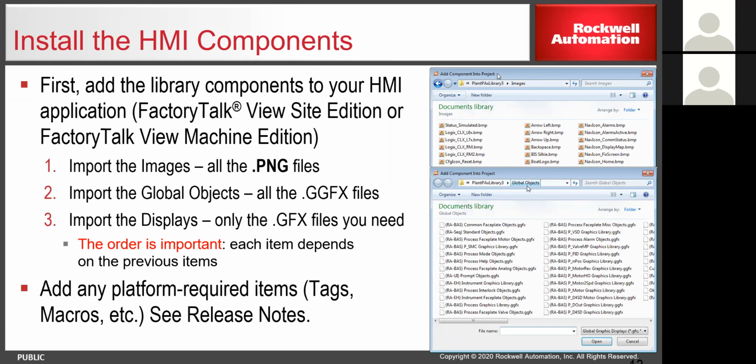And you'll want to make sure that you do those in that order because of the way they're referenced. So you bring in the smallest pieces, the images first, and then the global objects, which reference the images, and then you'll bring in the displays that reference the global objects. So in the case of the PlantPAx ones, that's the order. This stuff already exists, but if you're making your own, that is again the order on a new project that you would want to bring these elements in. So as you build your own library of faceplates and templates and stuff like that, that's how you would transfer them project to project and bring those in. And then the last step is typically going to be adding any additional requirements like tags or macros or things like that.